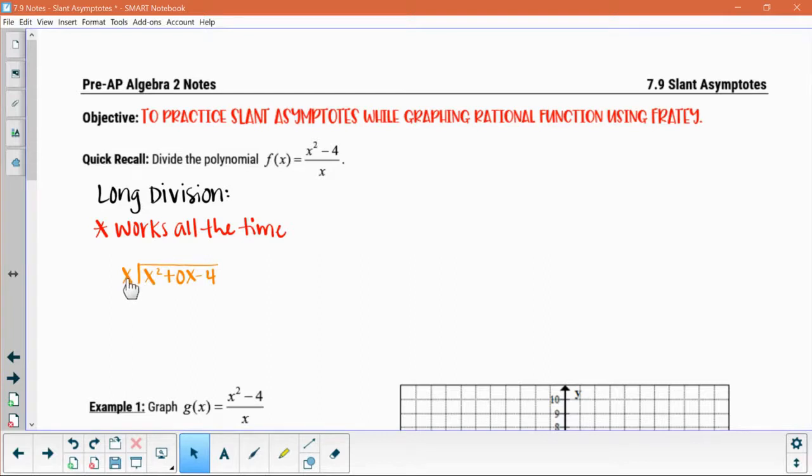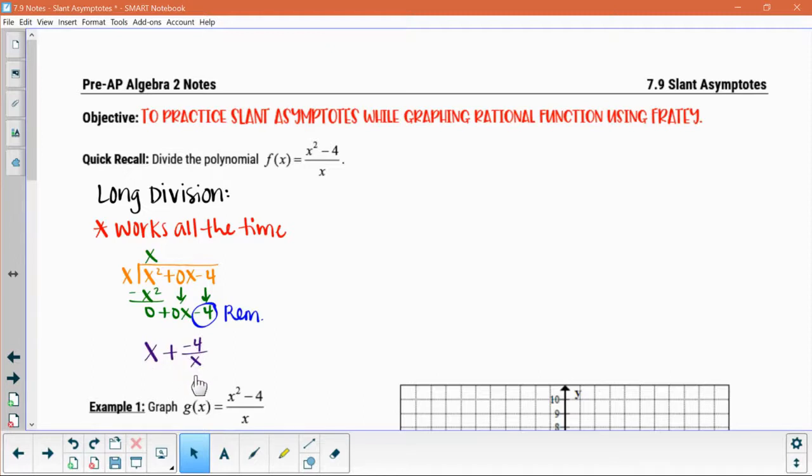So I have to multiply x by x to give me x squared. So I get x squared down here, and I'm going to subtract. x squared minus x squared is 0. Going to bring down my first term, 0x. Can't do anything with that yet, so I'm going to go ahead and bring down my second term, minus 4. x can never be multiplied by anything and get negative 4, so this is going to end up being my remainder. So my final answer for this problem would be x plus negative 4 over x.